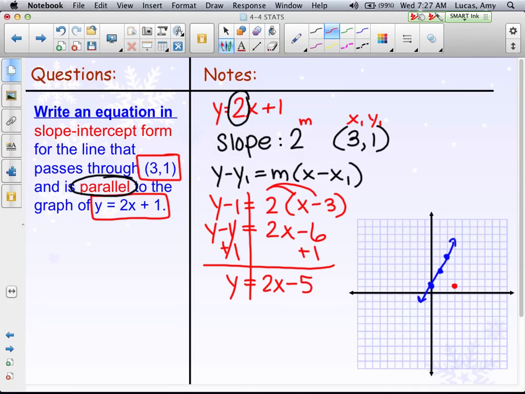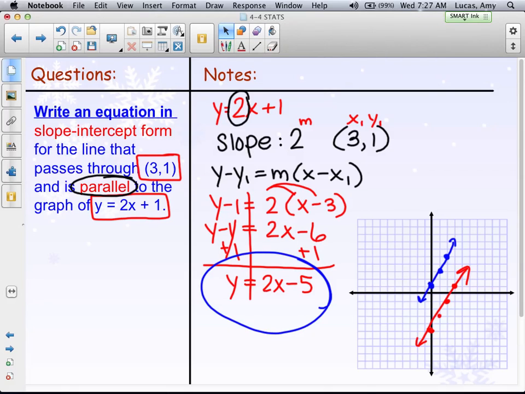So if I graph 2x minus 5, my intercept is down 5, my slope is up 2/1, and as you can see, my line is going to go right through the point that it was supposed to. So this is my solution. This line is parallel to the original line, and it goes through the required point.